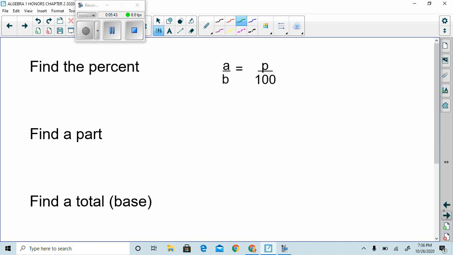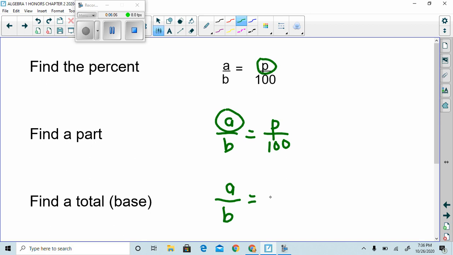On to one more problem. Well, actually, before we get to another problem, we're either going to be asked to find the percent, but that means my unknown is right here, or we could be asked to find the part. So if I have my A is to B is equal to a percent over 100, whatever that total is, if I'm looking for the part, then I'm looking for the A. If I'm looking for the total, I will give you the percent, and you'll be solving for this total or the base. So there are the three basic types of percent problems.